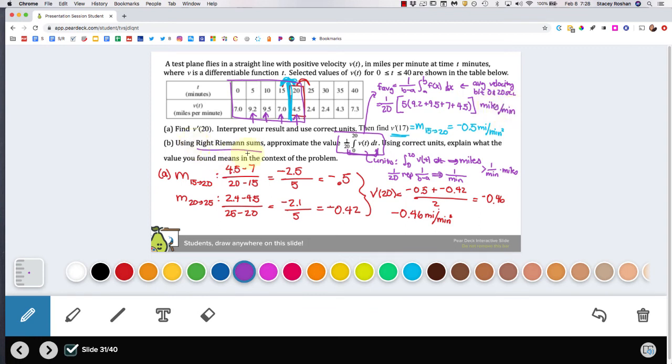And you do need to be able to do this for the AP exam, and you should be able to do it for this exam. Just a very straightforward problem like this, you will see with units, and you have to be able to get the units, just like I did there.